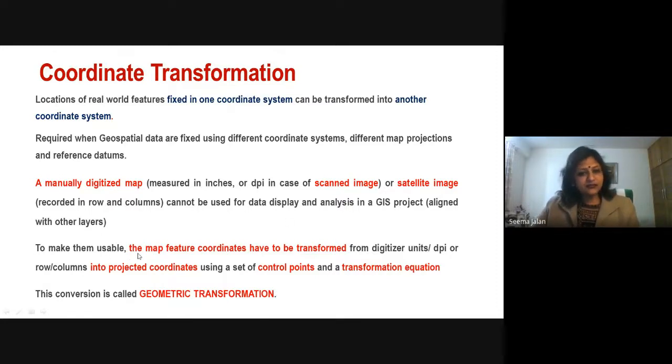To make them usable, the map feature coordinates have to be transformed. So what I need to do is either transform the page coordinates to a particular coordinate system, or transform the coordinates from one coordinate system to another coordinate system. Whatever I do, I do it using a set of control points. I call them CPs, control points, and I need a transformation equation. This process is known as geometric transformation.